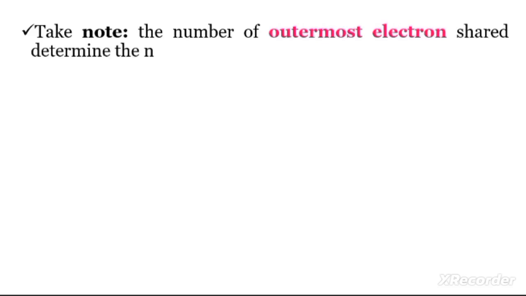We also need to remember that the number of outermost electrons shared determines the number of bonds. For example, if two electrons in the outermost shell have been shared, then it means that particular element has formed two bonds. So the number of outermost electrons shared determines the number of bonds.